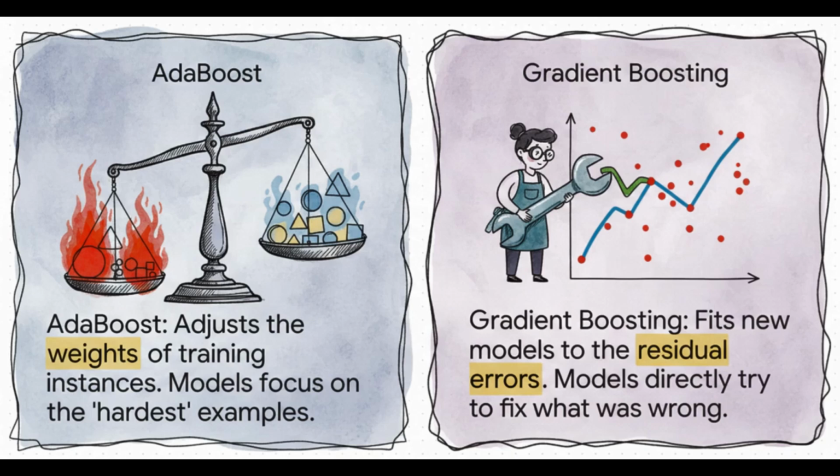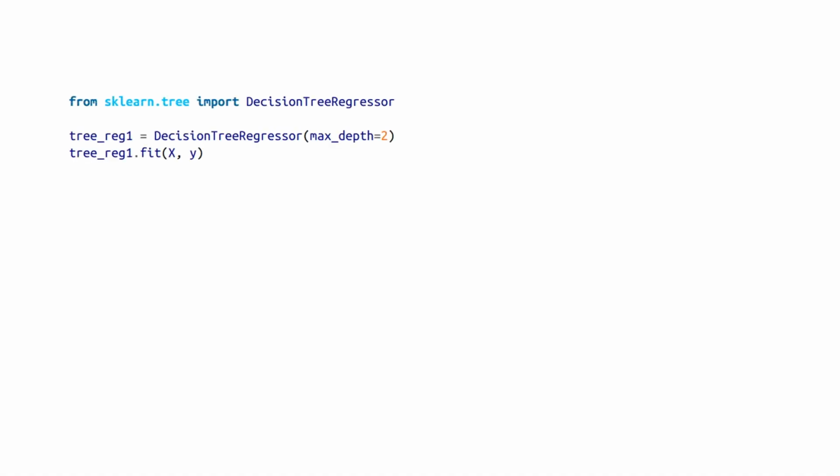Another very popular boosting algorithm is gradient boosting. Just like AdaBoost, gradient boosting works by sequentially adding predictors to an ensemble, each one correcting its predecessor. However, instead of tweaking the instance weights at every iteration like AdaBoost does, this method tries to fit the new predictor to the residual errors made by the previous predictor. Let's see this in code.